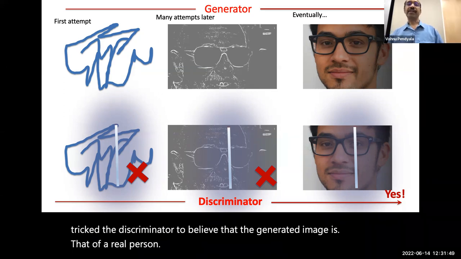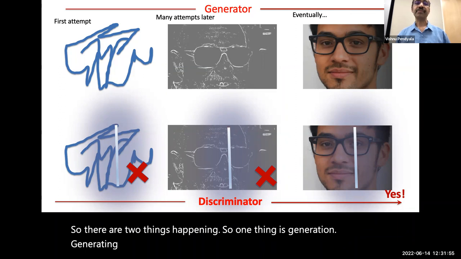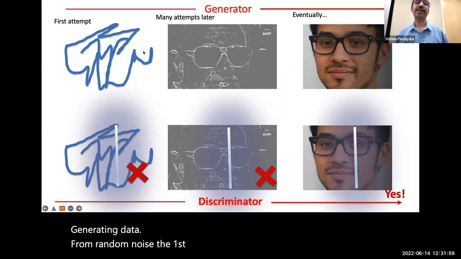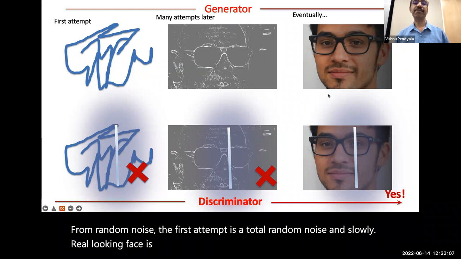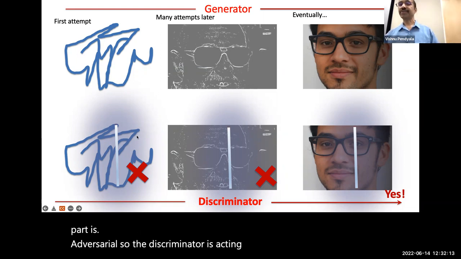So there are two things happening. So one thing is generating data from random noise. The first attempt is a total random noise, and slowly a real looking face is generated. So that is one part of it. And the other part is adversarial. So the discriminator is acting like an adversary to the generator.